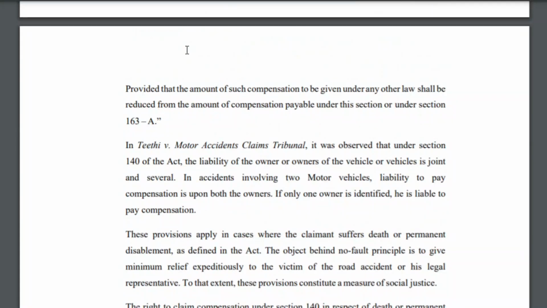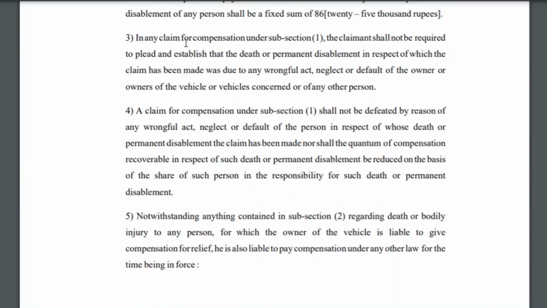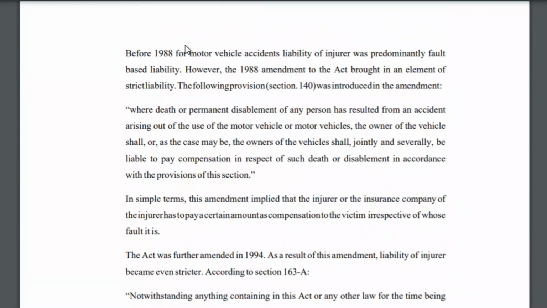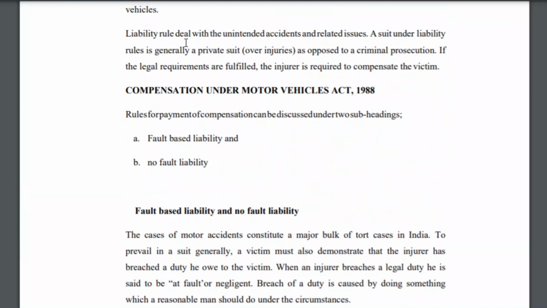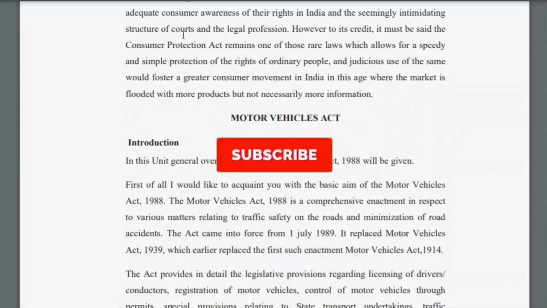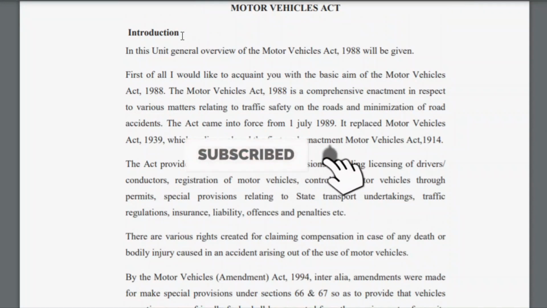So you can cover the subject with the help of these notes. I think it will be helpful for you from the examination point of view. So these are all the things you have to cover from the examination point of view.